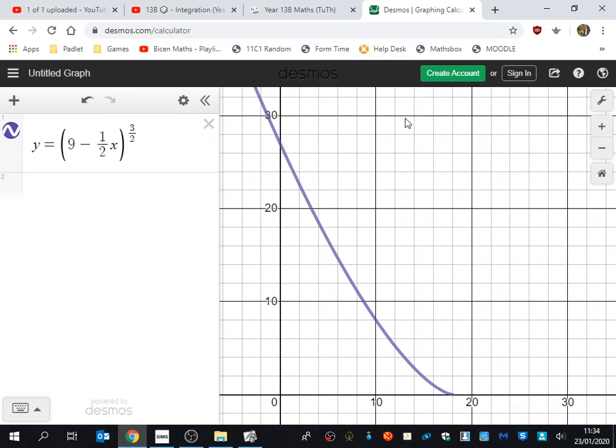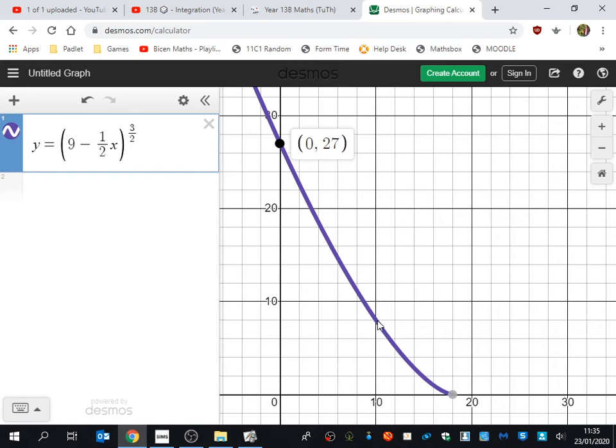This is the graph. Instead of it being h, it's y, and instead of it being t, it's x. So this is the height of the water in the tank, and this is the amount of time that it's flowing. You can see at the beginning it has a height of 27 meters. We said 10 minutes later it had a height of 8 meters, which is that bit that we've got there.